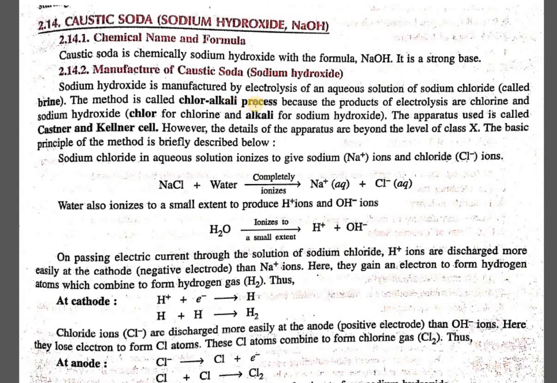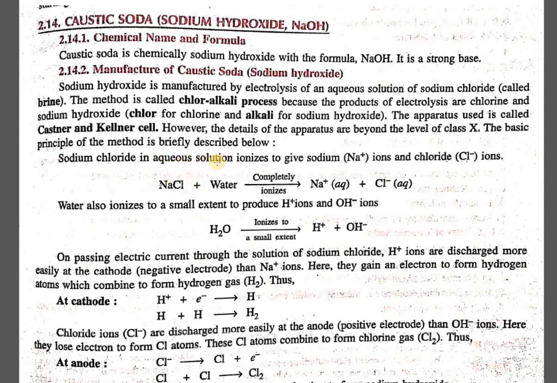And at the same time, the apparatus we are using here is called the Castner-Kellner cell. The apparatus which we are using here is called the Castner-Kellner cell. So the details of the apparatus we are not going to do over here. You will be studying the same in classes 11th and 12th later on. But we are just going to have an overview of how this whole process is happening.